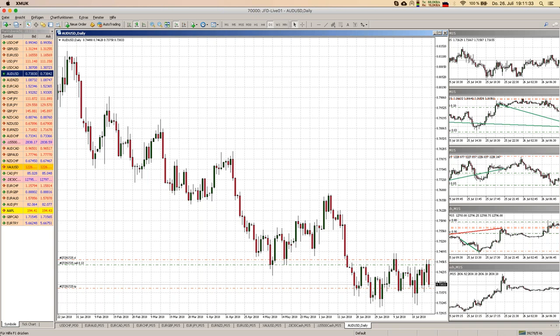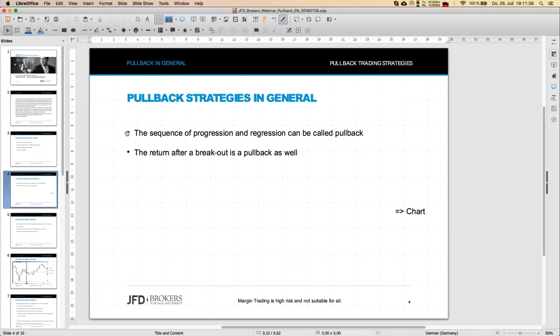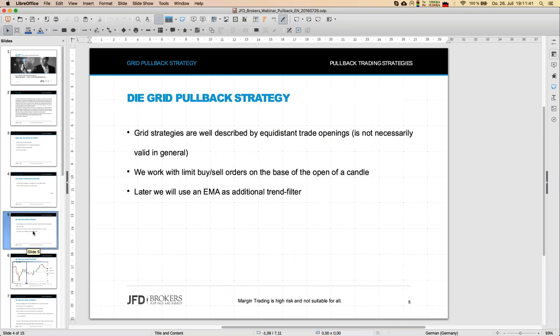Good. But we will go a step further. Let me step back to my slides. So we go even a step further, because we want to go for grid pullback strategies. And grid trading, you might have heard this one as well, and maybe you have heard it's dangerous. Grid trading or grid strategies are well described by equidistant trade openings. Okay, what does it mean?